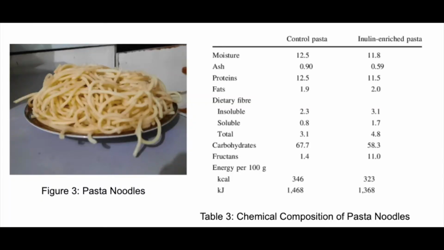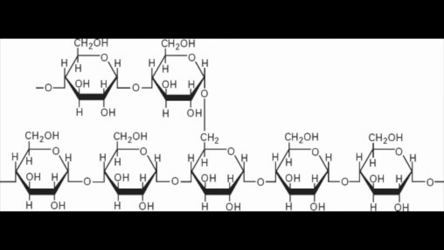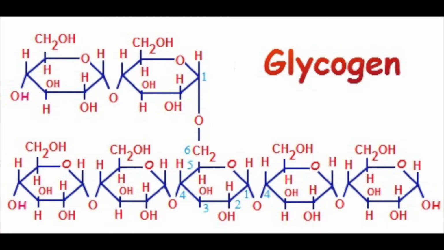Pasta noodles contain starch, which is a type of polysaccharide made up of glucose. Now, other types of polysaccharides include amylose, amylopectin, and cellulose, which are found in plants, and glycogen, which can be found in animals and fungi.